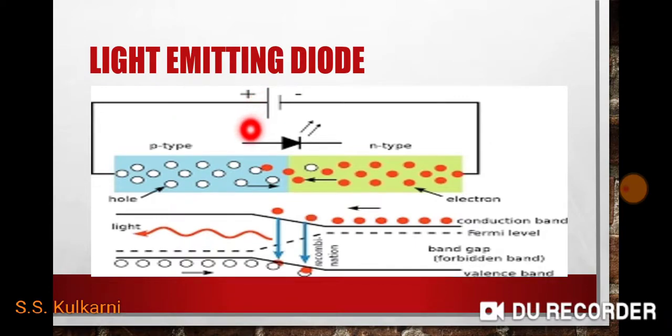Light emitting diode always emits the light when it is biased in forward bias mode. So this biasing shows forward bias, as P type is connected to the positive and N type is connected to the negative terminal of the battery. Now let us see the operation, why the light is emitted by the light emitting diode, that is described by using this band energy diagram.